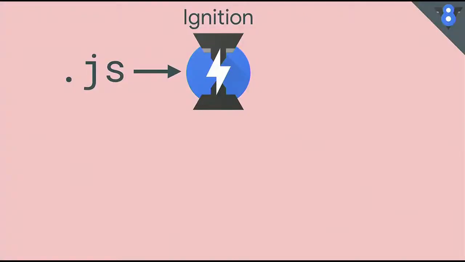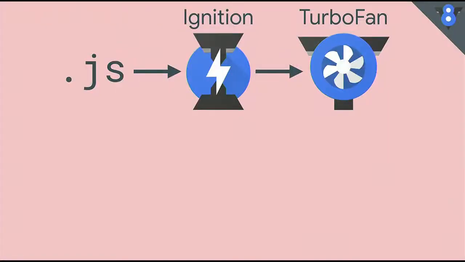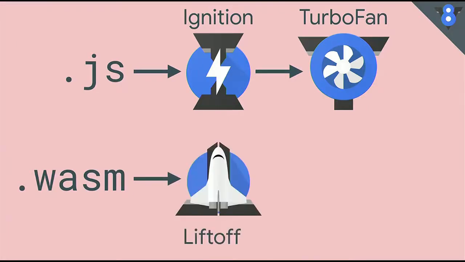JavaScript files and WebAssembly files have two different entry points to the engine. JavaScript files get passed to Ignition, which is V8's interpreter. So it reads the JavaScript file as text and interprets it and runs it. While it's running it, it collects analytics data about how the code is behaving. And that is then being used by TurboFan, the optimizing compiler, to generate machine code. WebAssembly, on the other hand, gets passed to Liftoff, the streaming WebAssembly compiler.